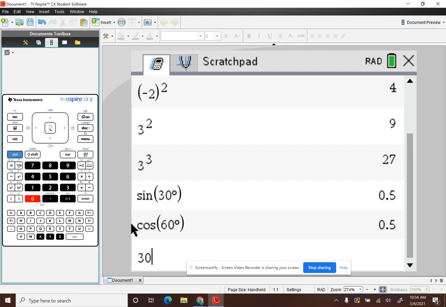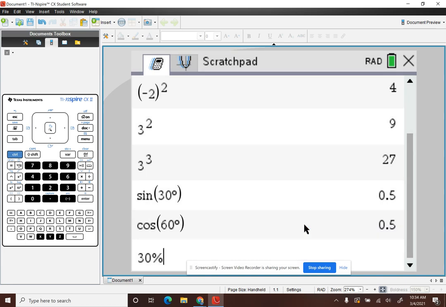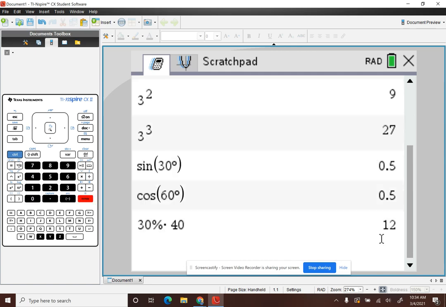Just looking at a few of those, if you need to do 30%, instead of trying to figure out how to take 30% and make that a decimal, you can hit this question mark again and you see a percent sign right here. Let's say times 40. So taking 30% of 40, and there we go. The answer would be 12. So you can see how those will work for you as well.